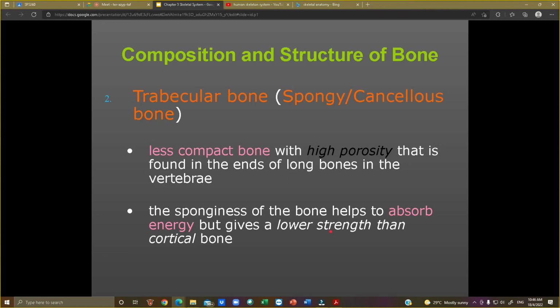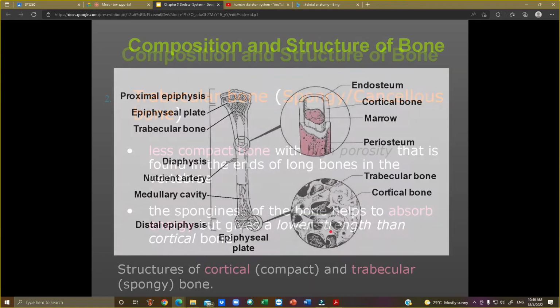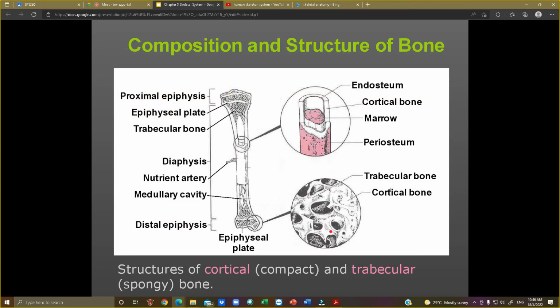So the next question will always be why the shape or the placement is different. It is because of the function. If the function of that part is to withstand strength, such as our leg, our tibia, fibula, femur, where we need to have load bearing, we are going to have more cortical. But if the place is more towards force absorbing, we are going to have more trabecular.